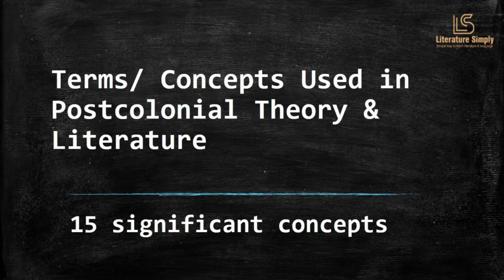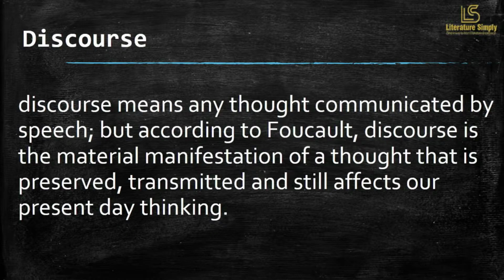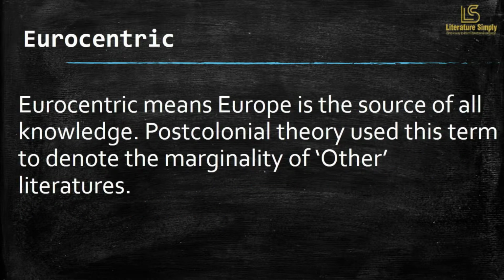The very first here is discourse. Discourse means any thought communicated by speech. But for Michel Foucault, the term denotes a different meaning. According to Michel Foucault, discourse is the material manifestation of a thought that is preserved, transmitted, and still affects our present day thinking. The second term used in this post-colonial theory is Eurocentric.